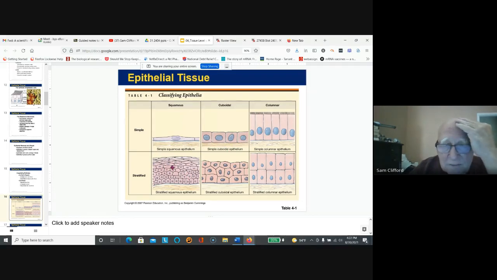Stratified means there's many layers. This is simple stratified squamous epithelium. I'm not going to ask you about stratified cuboidal or stratified columnar.